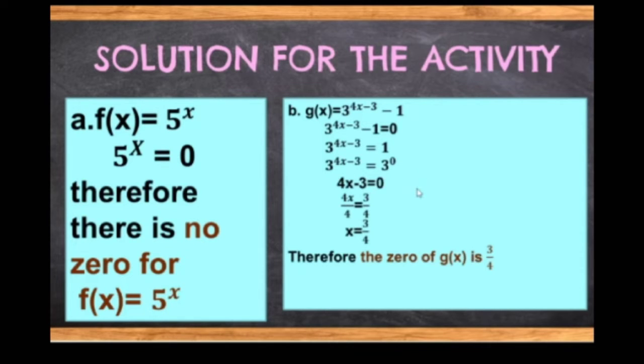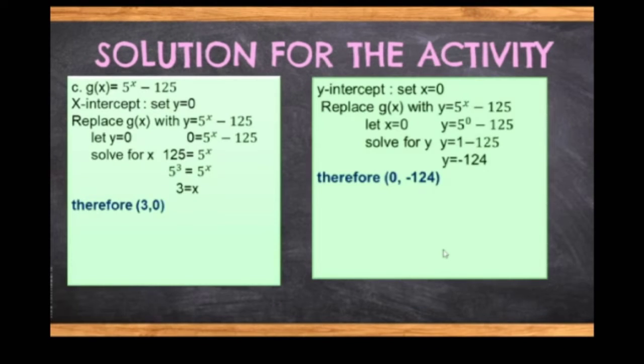4x minus 3 is equal to 0. Then, 4x is equal to 3. For 4 to be cancelled and for x to be remained, we just need to divide by 4 on both sides. Then cancel 4, x is equal to 3/4. Therefore, the zero of g of x is 3/4. In letter C and D, we just need to find the x and y intercept.